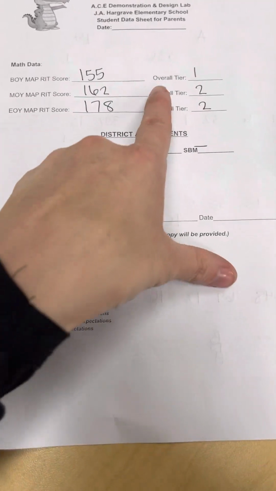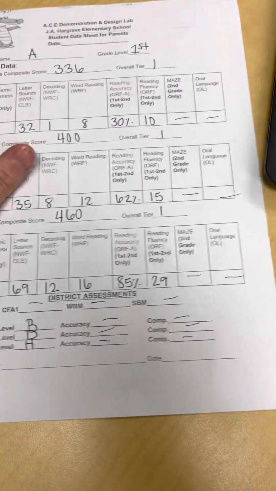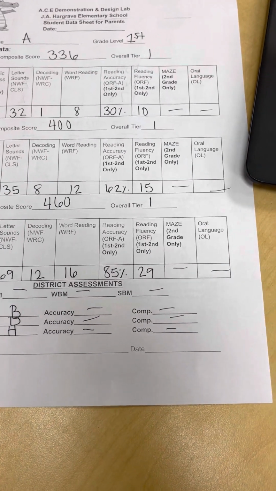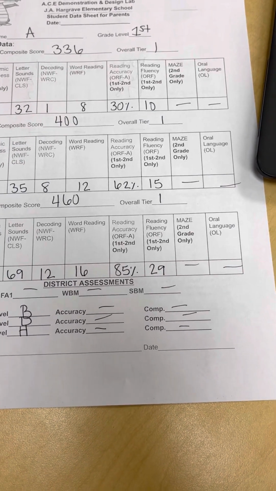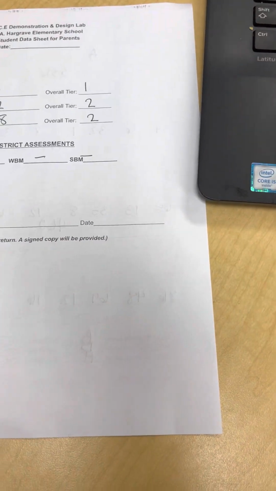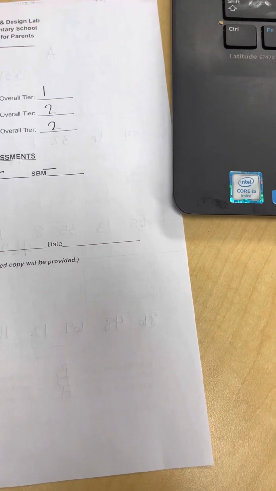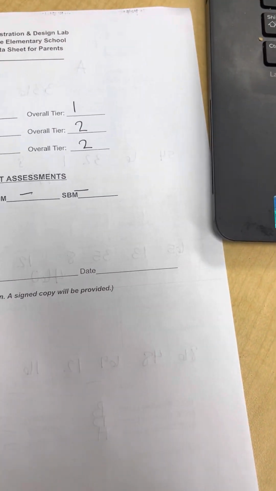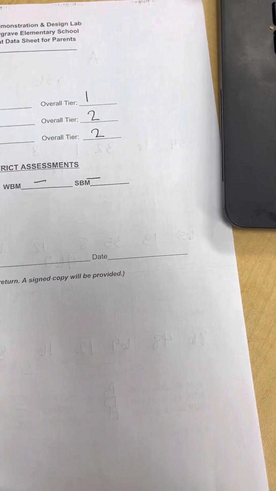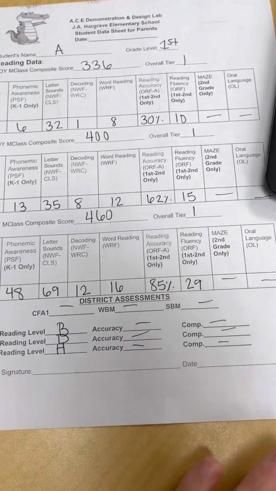Over here, you'll see the tiers. It says overall tier. It also says this right here on the reading side. Tier 1 means that they're on grade level or above, they're right where they need to be. Tier 2 means they're approaching and they're right at grade level, so they're still doing okay. Tier 3 means that they're going to need some intervention, and that's when teachers are pulling small groups, because they need that extra instruction time. They need that extra push. So that's what Tier 3, Tier 2, and Tier 1 mean.